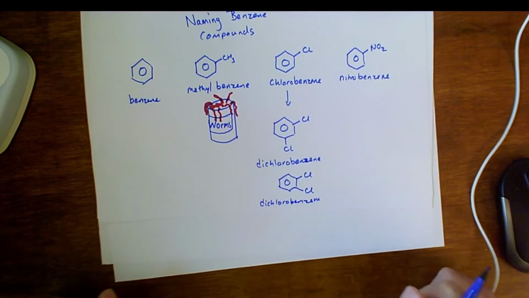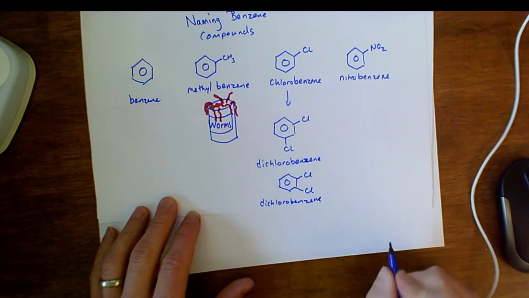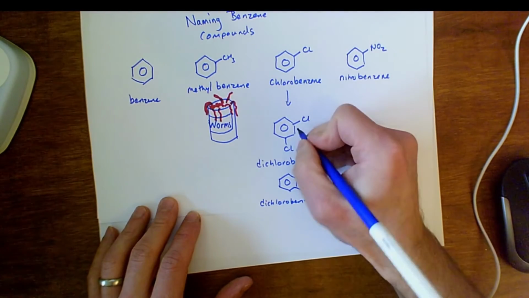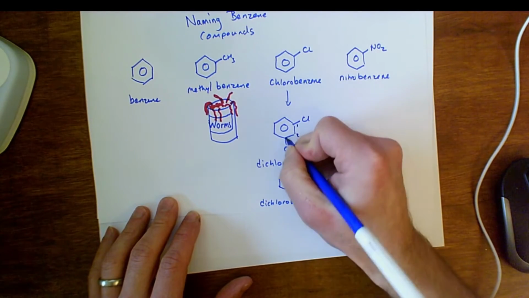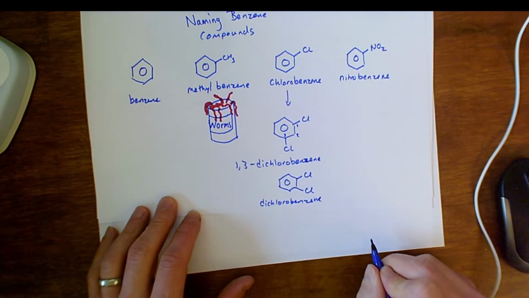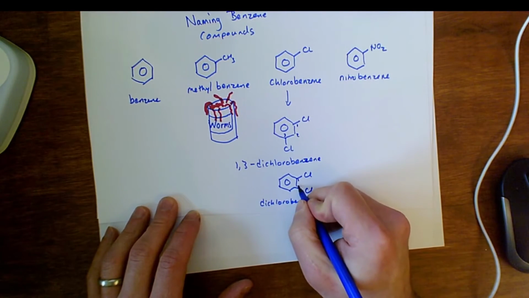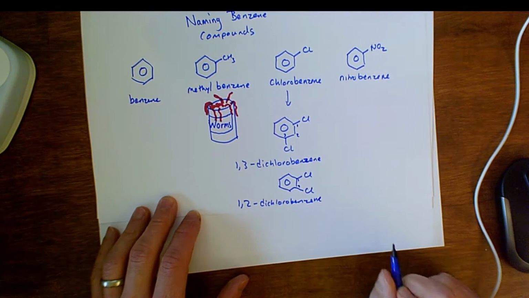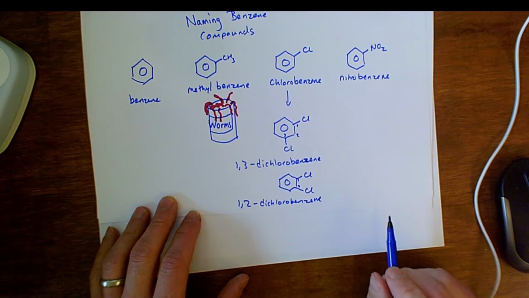Well, you will of course be right. So I need to be able to number these. So I'm going to start here and number this carbon 1, 2, 3. So this would be 1,3-dichlorobenzene. This one, on the other hand, would be 1,2-dichlorobenzene. Whew, I hear you breathe a sigh of relief. Okay, excellent. We know how to do multiple substituent groups on this.